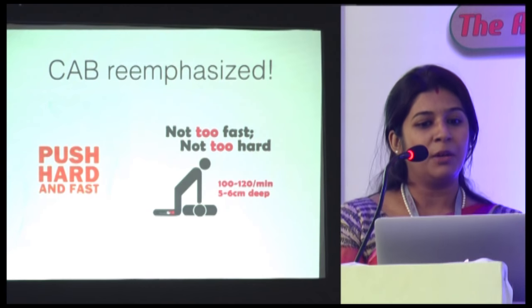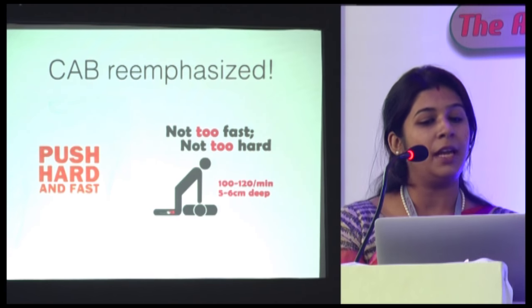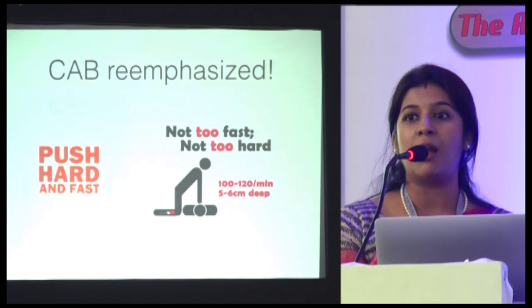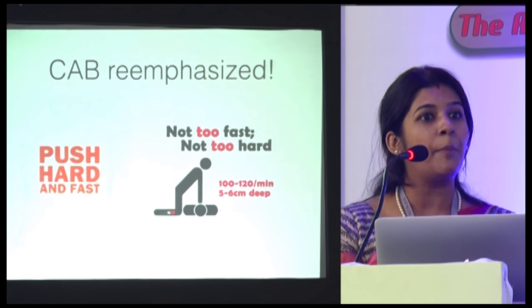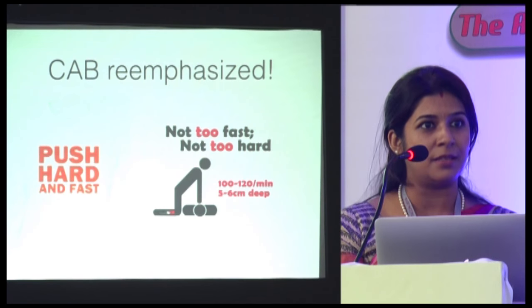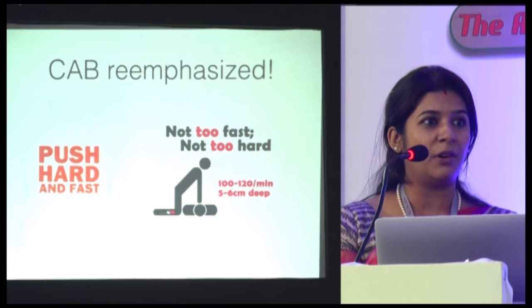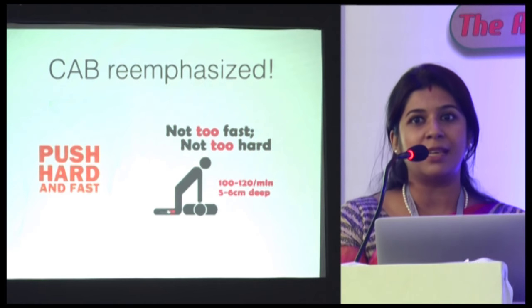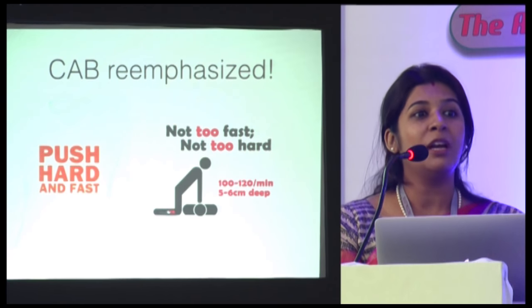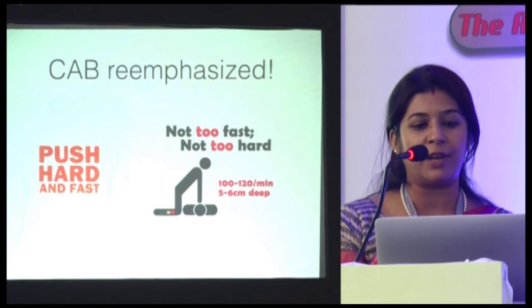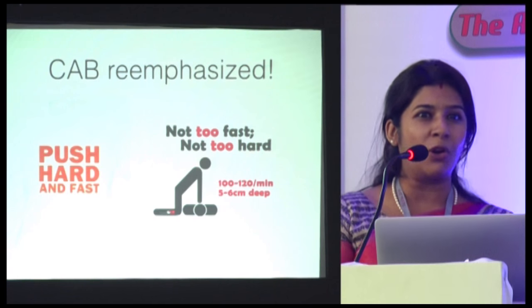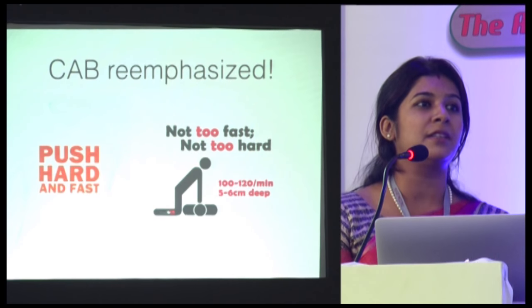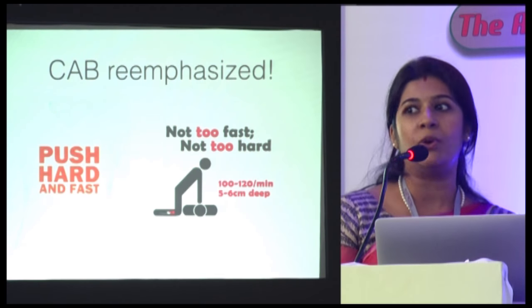Why so? Because it has been found that when the compression rates go more than 140 per minute, the compression depth actually decreases. And a lot of studies have found that when you go more than 6 centimeters deep, it can cause injuries, although not life-threatening. But if you closely observe most of the resuscitators, the compressions are more often shallow than being deep.